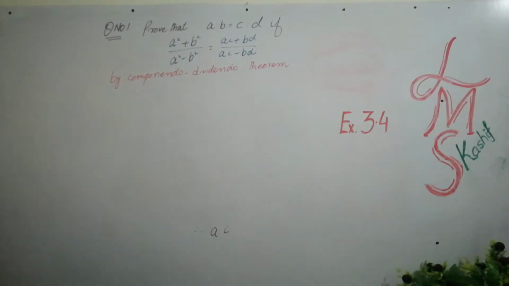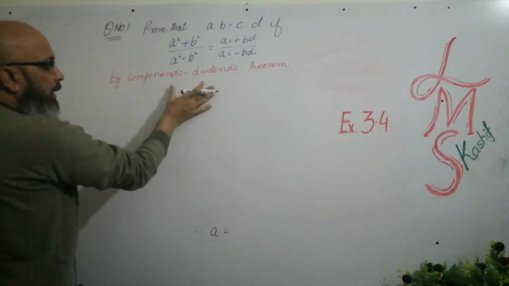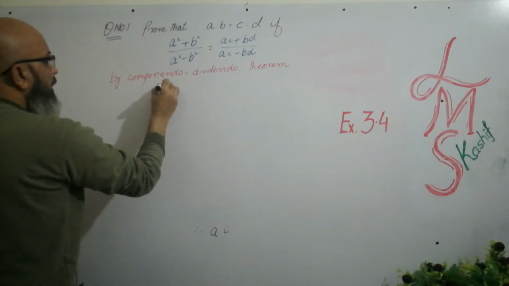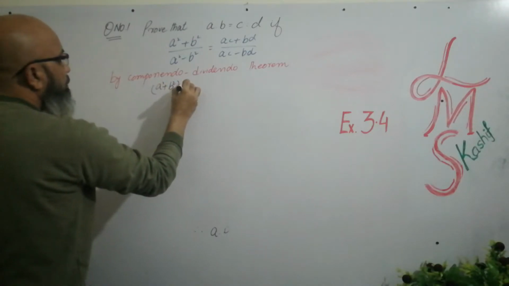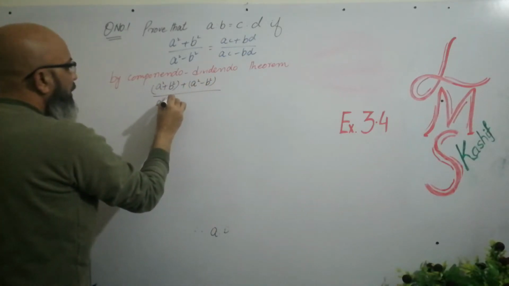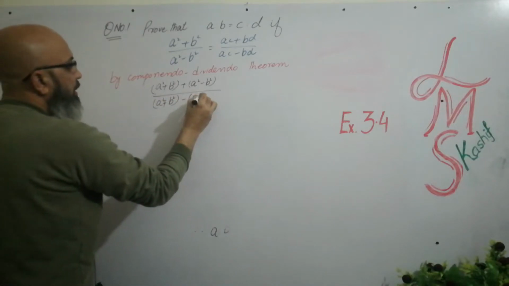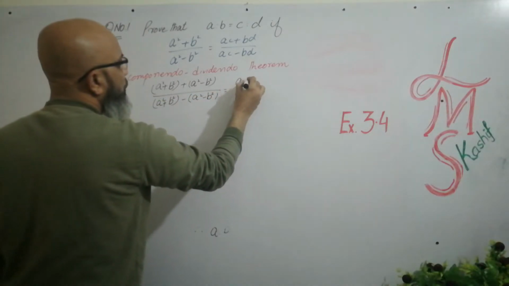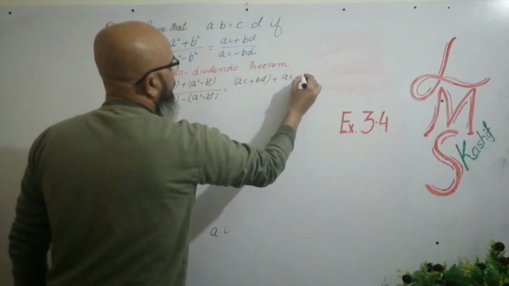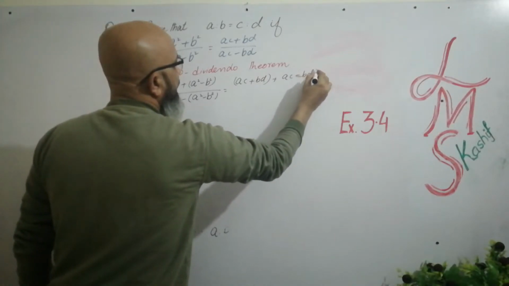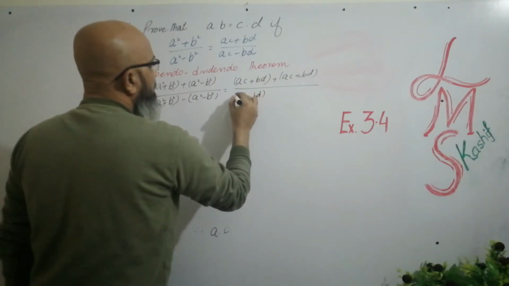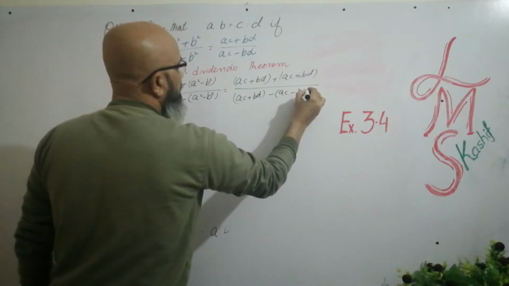Again the same question, prove that the given value is this one. By applying componendo dividendo theorem, we will add one time, we will subtract one time. Means A square plus B square plus A square minus B square divided by A square plus B square minus A square minus B square is equal to AC plus BD plus AC minus BD. Now AC plus BD subtract AC minus BD.